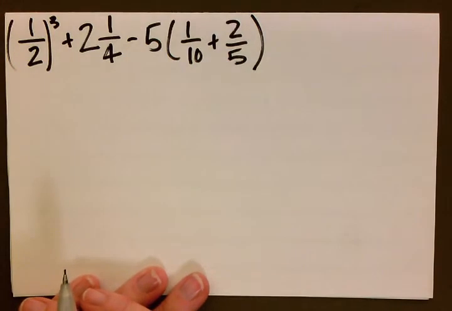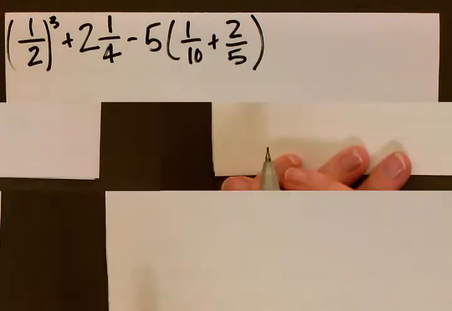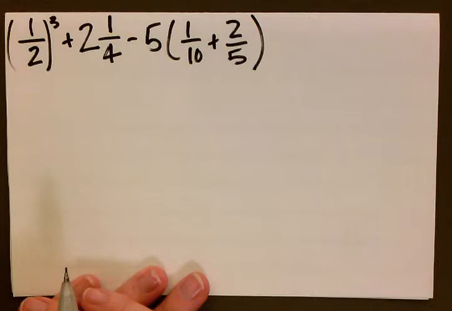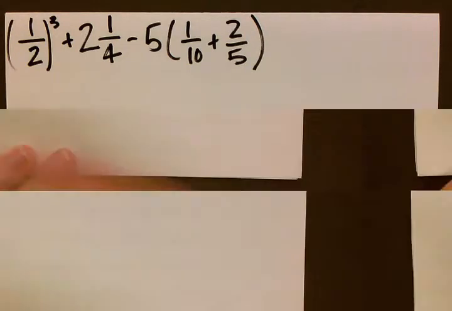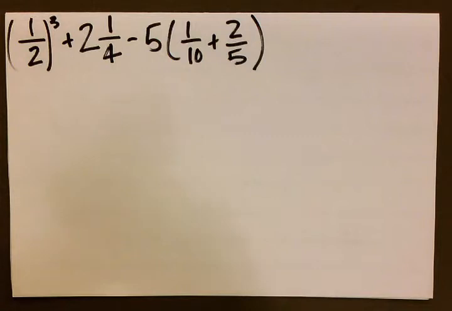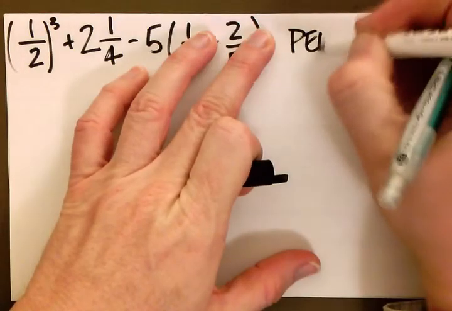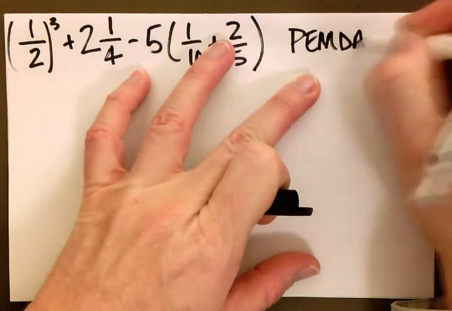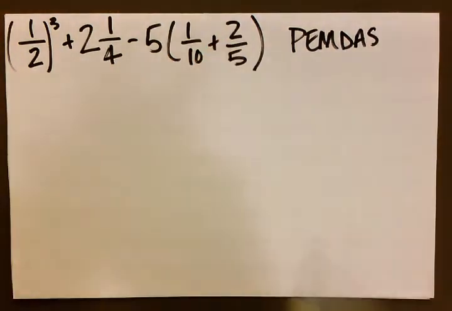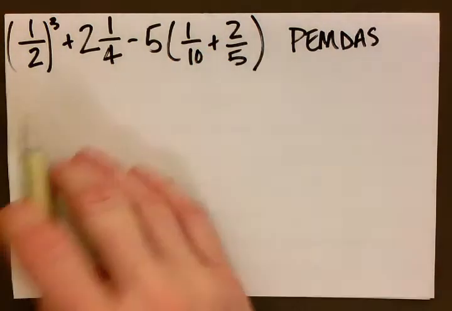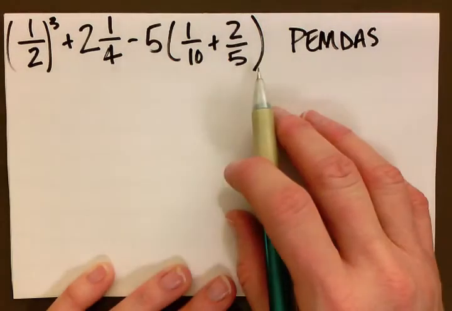The question is 1/2 cubed plus 2 1/4 minus 5 times (1/10 plus 2/5). The instructions tell us to simplify. So what we're going to be working with here today is basically PEMDAS. And PEMDAS is the order in which we want to solve this. Not really solving because it's not quite an equation, but we are going to simplify it.